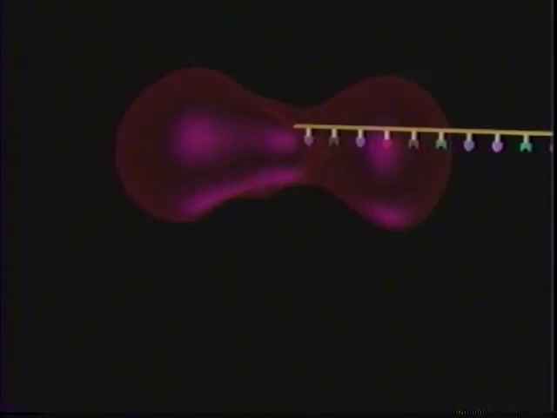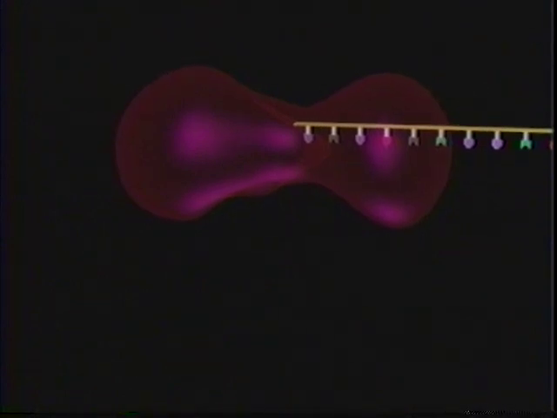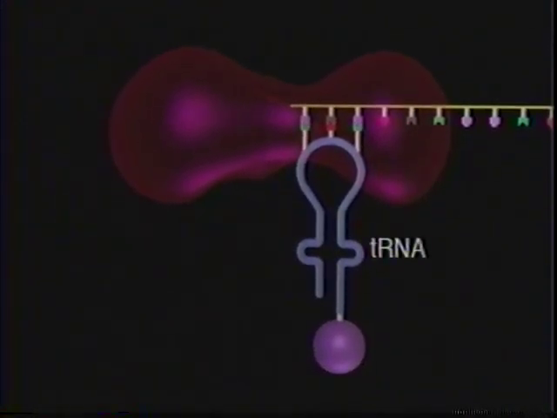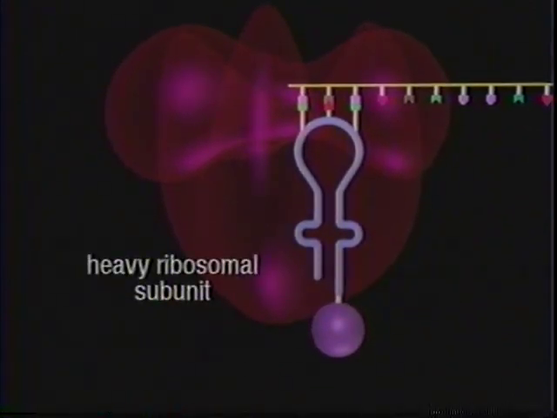Translation occurs on ribosomes and requires the coordinated efforts of messenger RNA, ribosomal RNA, and transfer RNA, as well as numerous proteins. The first step in translation, initiation, begins when an mRNA binds to a free light ribosomal subunit. A transfer RNA molecule then brings the first amino acid to the light subunit of the ribosome. Other protein factors join this assemblage, and then the heavy ribosomal subunit combines to complete initiation.